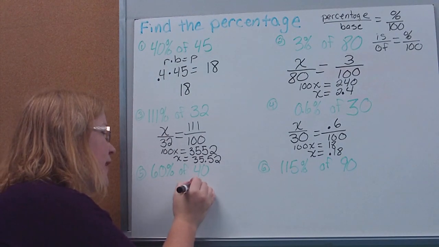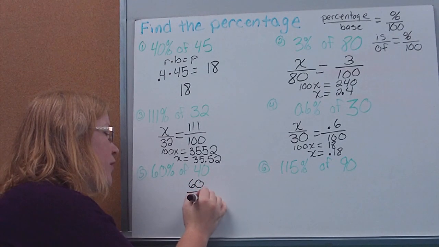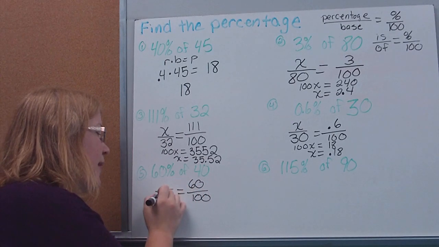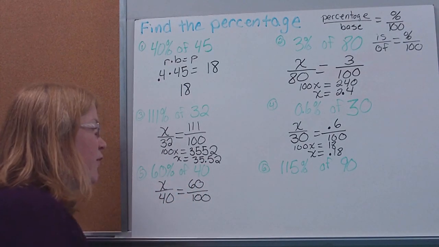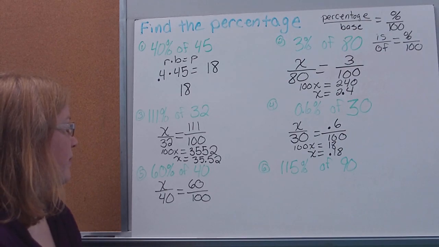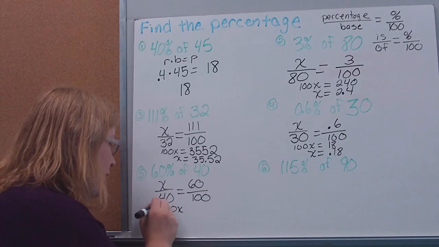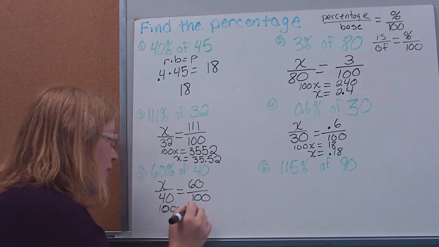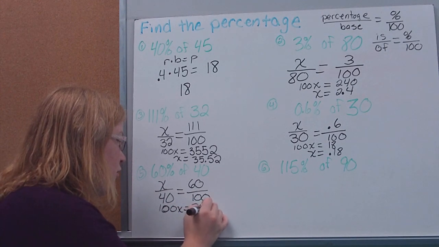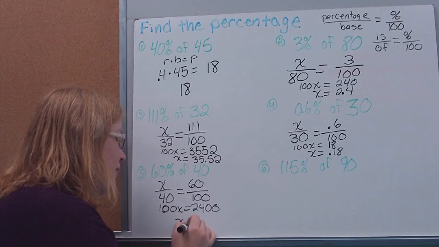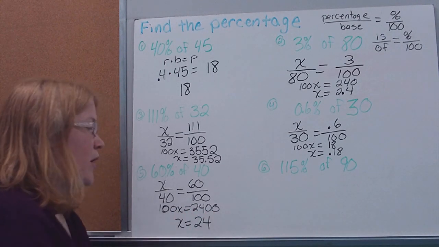So over here, same thing. My percent goes over 100. I'll fill that in. My base is 40. I'm solving for my percentage. Sorry, I'm going to write that a little neater. 100 times x is equal to 2400. So x is equal to 24.